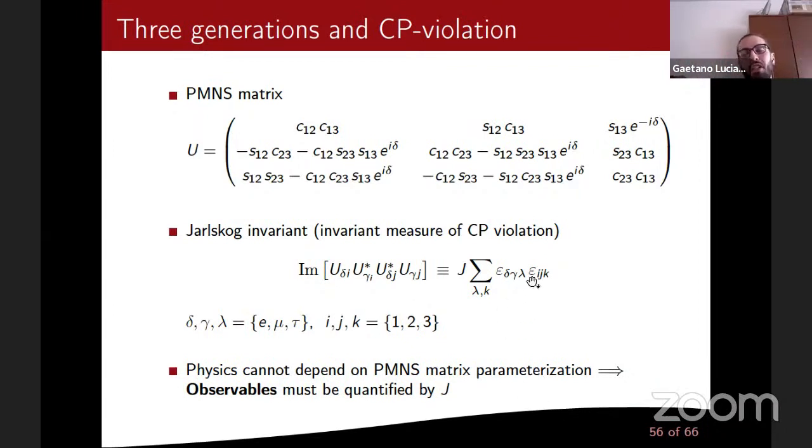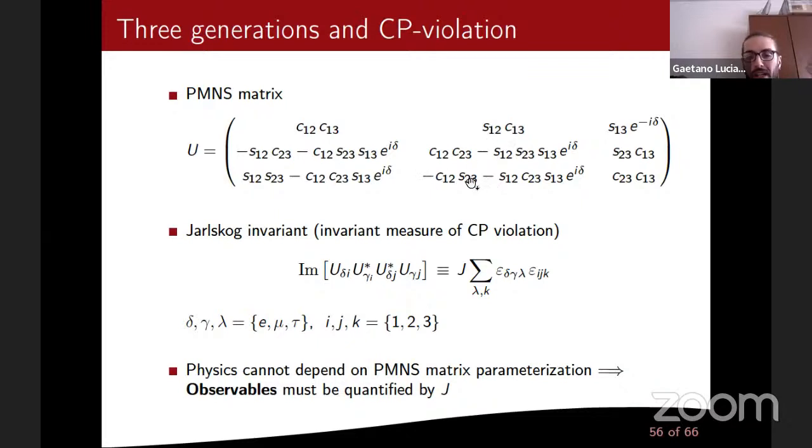In order to have CP violation, we have to generalize all the considerations made so far to three neutrino generations, because it's necessary to have one phase, the CP violating phase, and this is non-vanishing only if you consider at least three generations, because if you consider two generations, you can always put to zero this extra phase. So we need at least three generations of neutrinos. So we generalize all the considerations to three generations, and of course we expect that physics does not depend on the parameterization of this matrix.